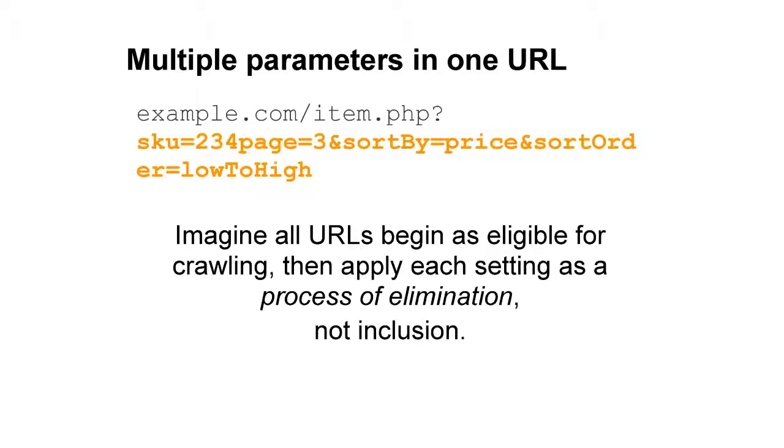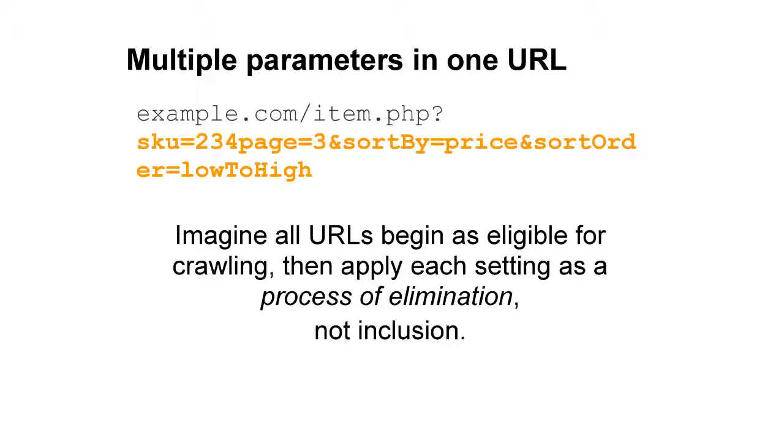We're almost done, but you might be asking one last question, which is, what about multiple parameters in one URL? For example, SKU equals 234, page equals 3, and sort by equals price, etc. How does URL parameters work when there are multiple parameter settings? The answer is to remember that URL parameters is about crawling your site more efficiently. So you can imagine that all URLs that we know about for your site, so if you're the Google Store, all 380,000 URLs begin as eligible for crawling.